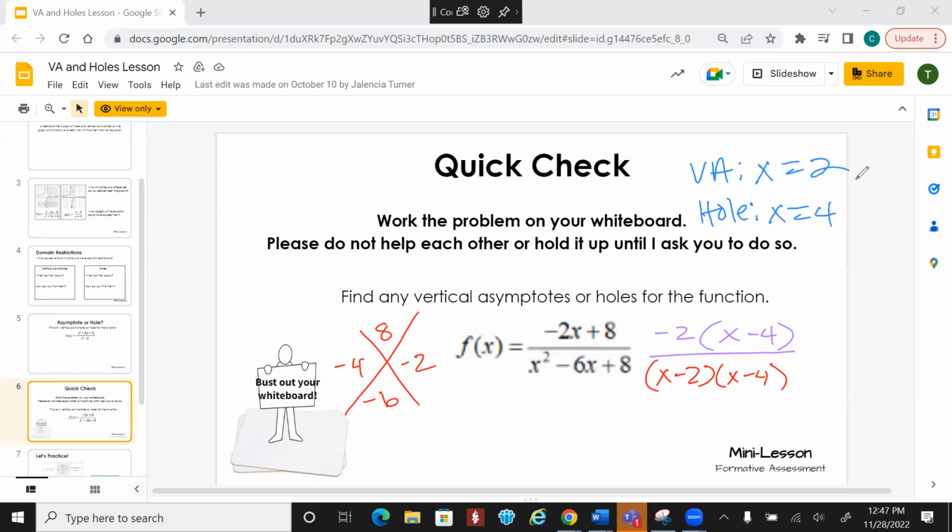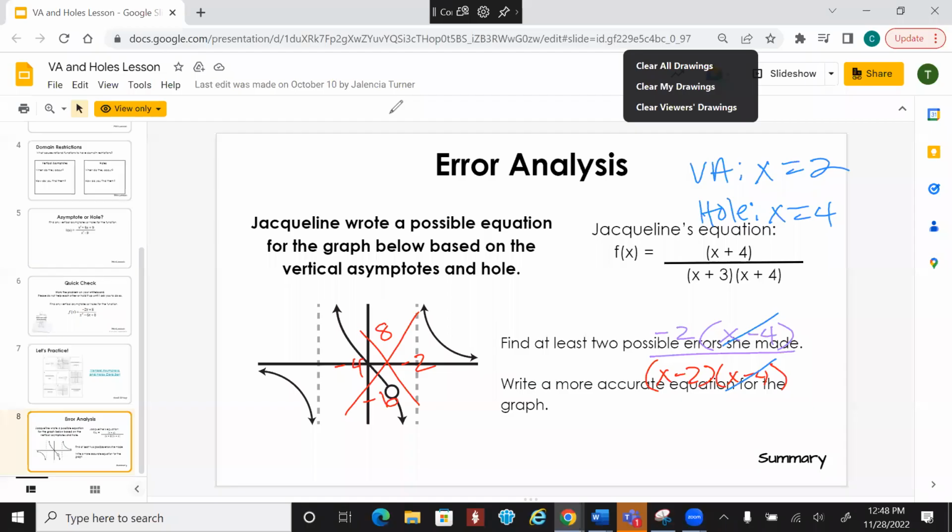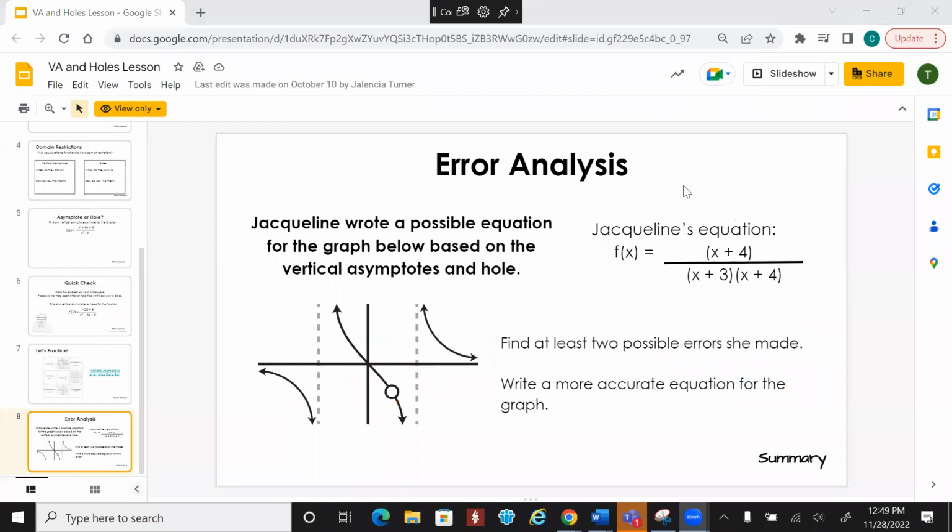The vertical asymptote is going to be 2. Good. Okay, so the vertical asymptote is x equals 2. The hole is going to be x equals 4. Okay, so Jacqueline wrote a possible equation for the graph below based on the vertical asymptotes and the holes.